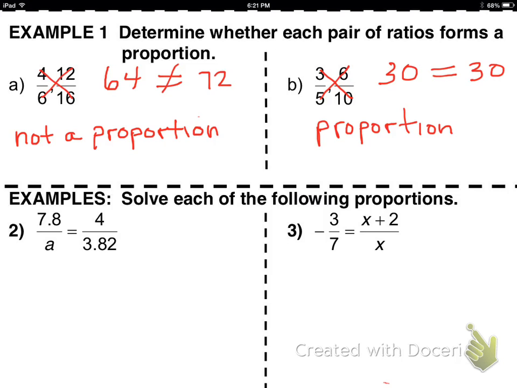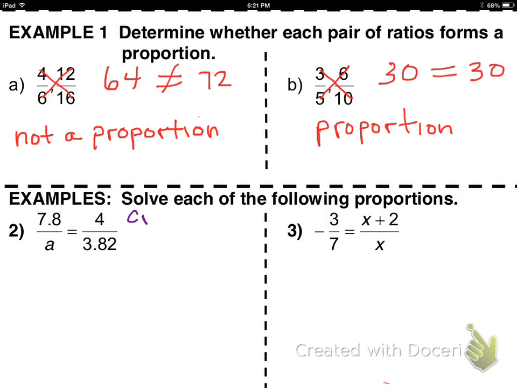Now we can use this idea of the cross products being equal when two ratios form a proportion to solve proportions. So let's look at examples 2 and 3 here. In example 2, we have the proportion 7.8 to A is equal to 4 to 3.82. Now we're looking for the value of A that will make these two ratios a proportion. So by solving the proportion, we find that value of A.